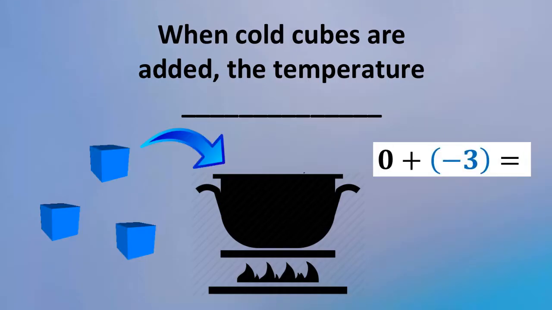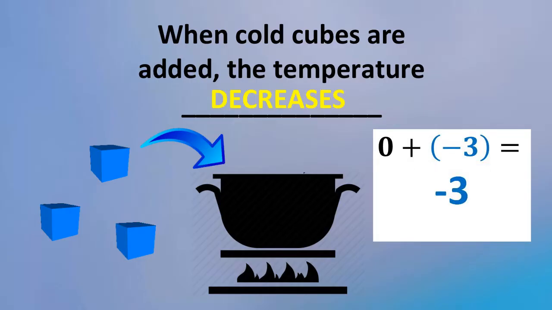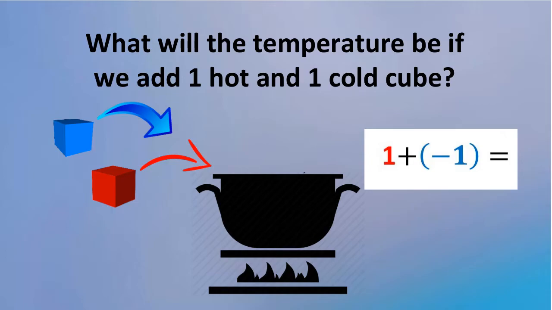What would happen if I added cold cubes to my pot? I started at 0 and add 3 cold cubes. My soup would get colder, meaning the temperature would decrease. My temperature would now be negative 3. So everyone's in agreement. If we add hot cubes, my temperature goes up, and if we add cold cubes, the temperature goes down.